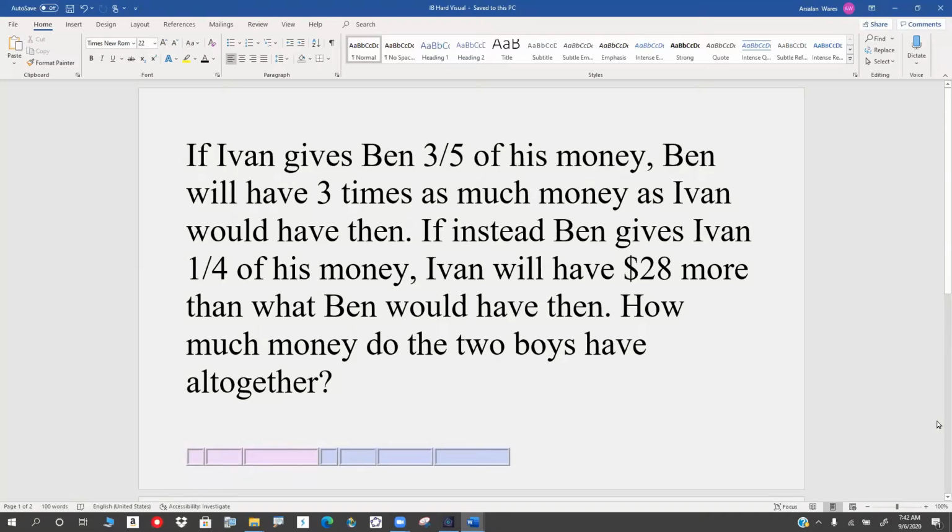If Ivan gives Ben 3/5 of his money, Ben will have 3 times as much money as Ivan would have then. If instead, Ben gives Ivan 1/4 of his money, Ivan will have $28 more than what Ben would have then. How much money do the two boys have all together?